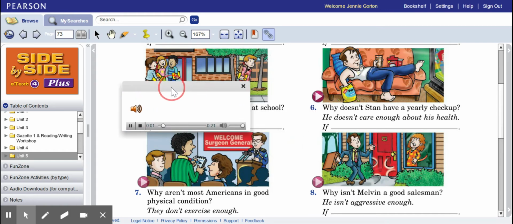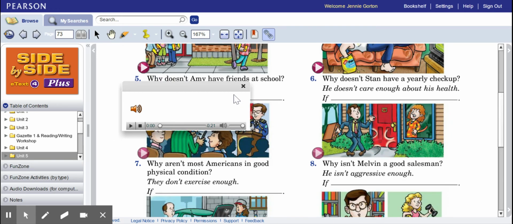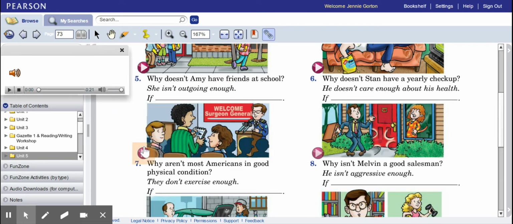Why doesn't Stan have a yearly checkup? Remember, change this to more. He doesn't care enough about his health. If he cared more about his health, he'd have a yearly checkup. You're doing great.